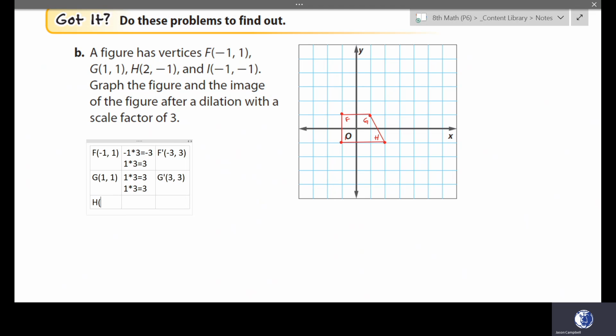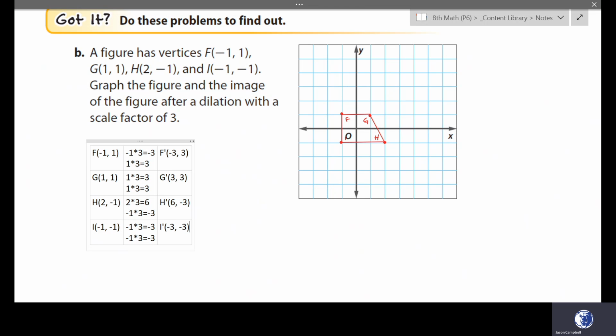H, which was located at 2, -1, can be multiplied. So 2 multiplied by 3 is 6. -1 multiplied by 3 is -3. So our H prime coordinates are 6, -3. Finally, for I, which was at -1, -1, we could do -1 multiplied by 3 and -1 multiplied by 3. So our I prime coordinates are -3, -3.